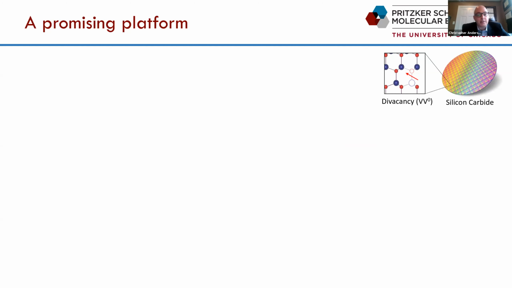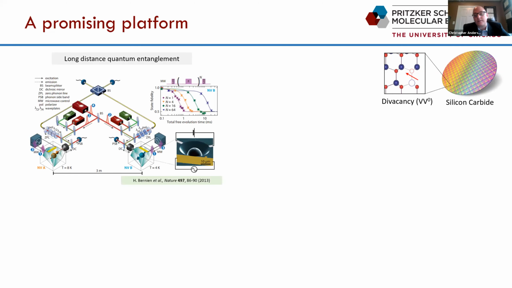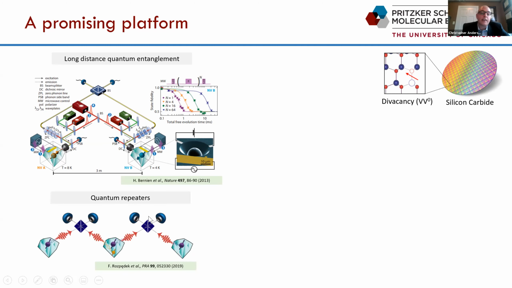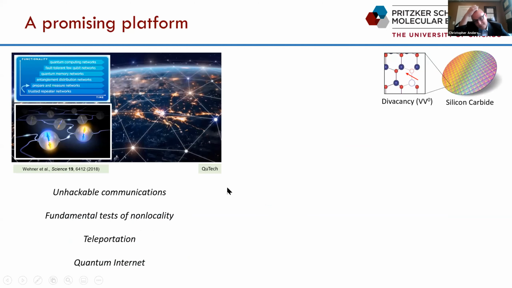So this is a really promising platform for doing quantum science. It's very similar to the NV center in diamond, where people have done long-distance quantum entanglement distribution. You can think about scaling up quantum repeaters with nuclear spin quantum memories, doing all sorts of wonderful science and technology, like creating unhackable quantum communications, doing fundamental tests of physics, to really scaling up this quantum internet idea.